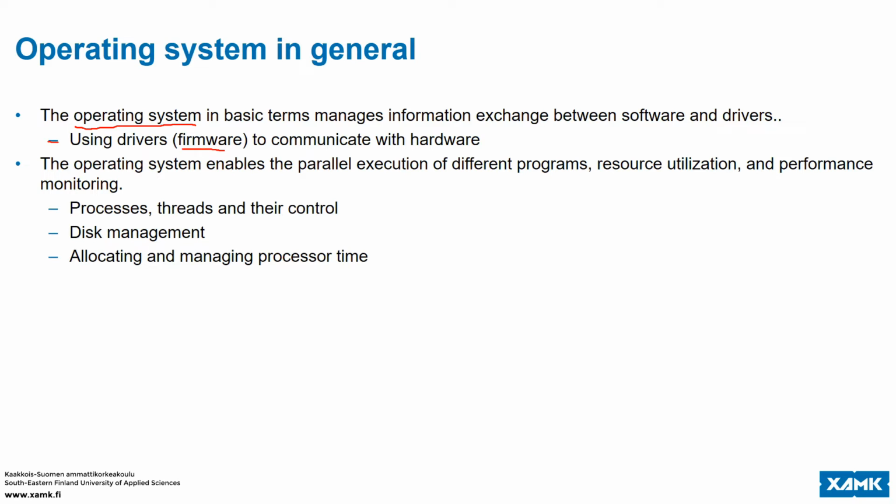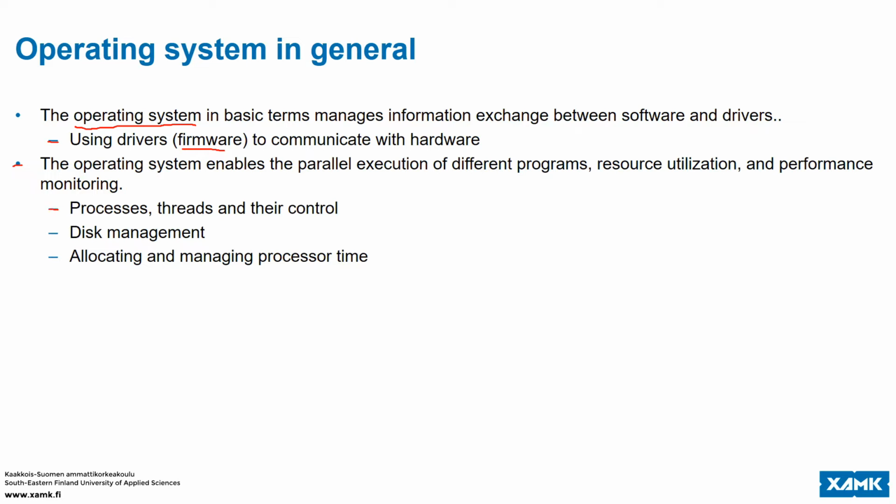Another important feature that at least modern operating systems have is the ability to enable the parallel execution of different programs, resource monitoring, and performance monitoring. So three inherently complex tasks that operating systems tend to do at least reasonably well. Usually this is done by providing a set of services to the application programs.